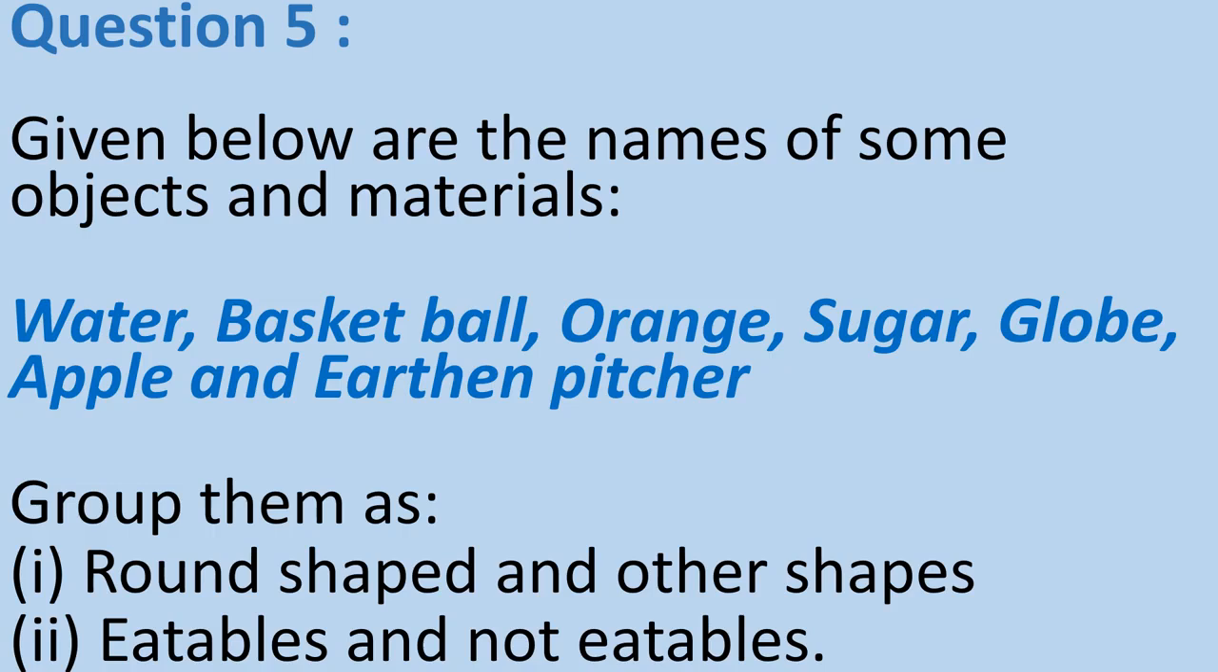Question number 5. Given below are the names of some objects and materials. The names are water, basketball, orange, sugar, globe, apple, and earthen pot. We can also say it as the pitcher. The question here is group them as number 1, round shaped and other shapes. Number 2, eatables and not eatables.